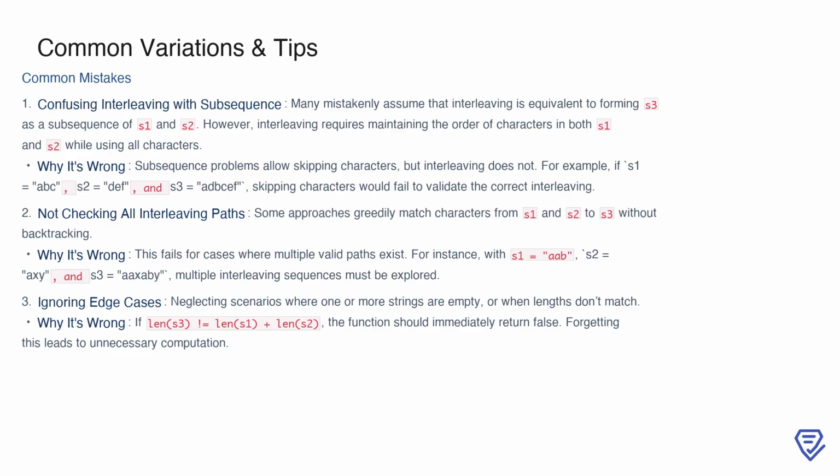Lastly, edge cases are often ignored, such as when one or more strings are empty or when the lengths of the strings do not match. If the combined length of S1 and S2 doesn't equal the length of S3, it's impossible for S3 to be a valid interleaving, so the function should return false immediately to save computation time.